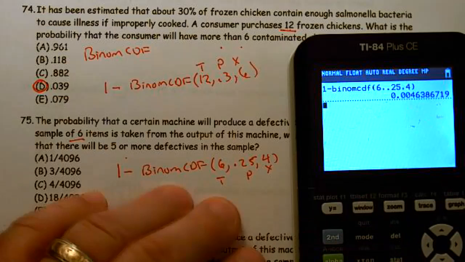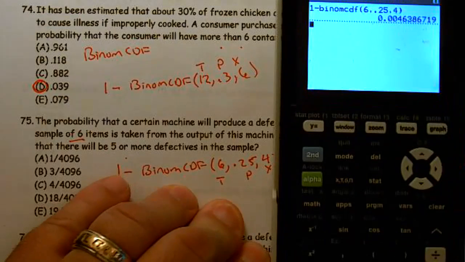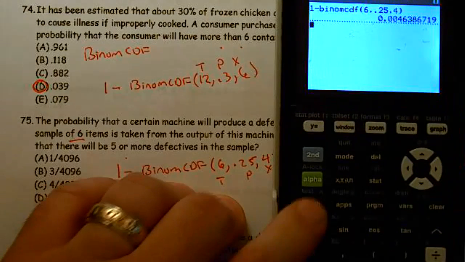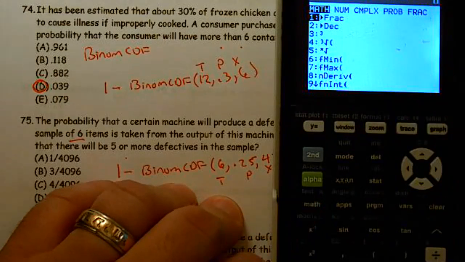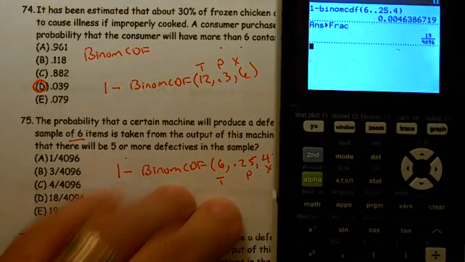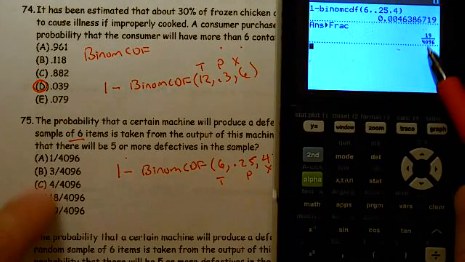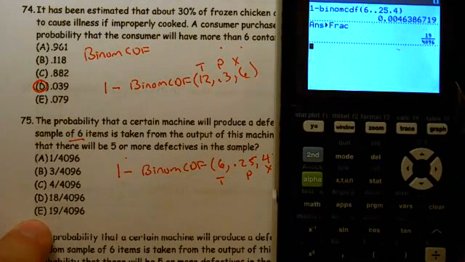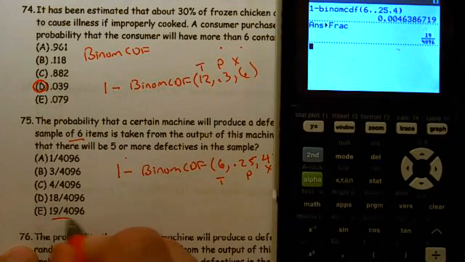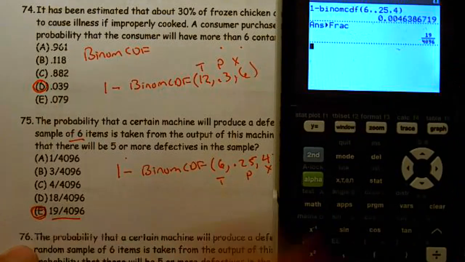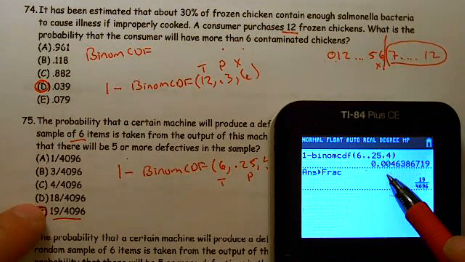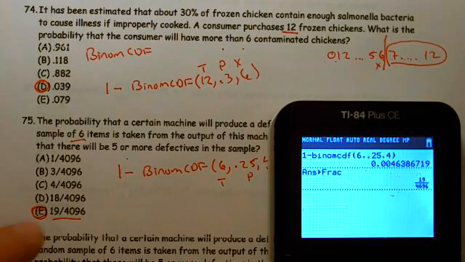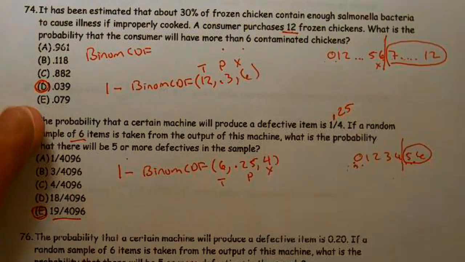So if you remember, there's a shortcut to that. You can press the math button, and it says fraction right there, and you just press enter, and then enter again, and it gives you 19/4096. So we know that this is my answer. However, if worse comes to worse, you could divide all these out and get decimals until you find the one that had 0.0046. And that wouldn't be too bad either. It would take another 5 seconds.